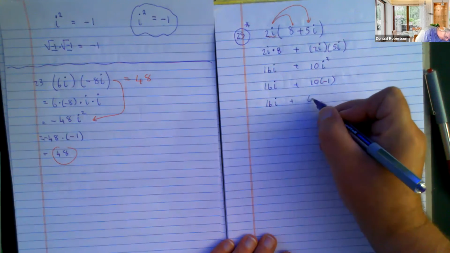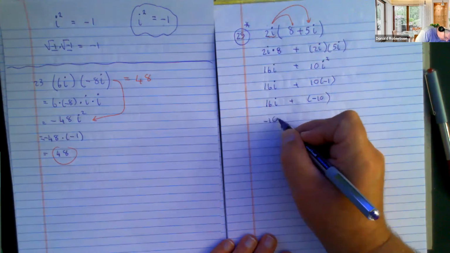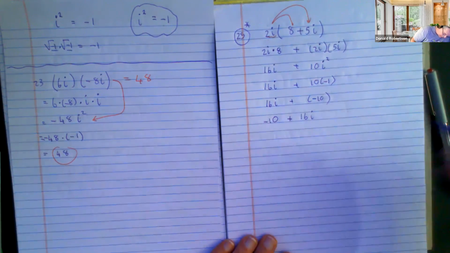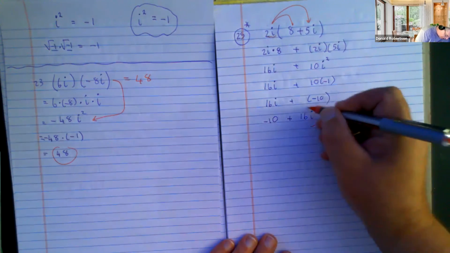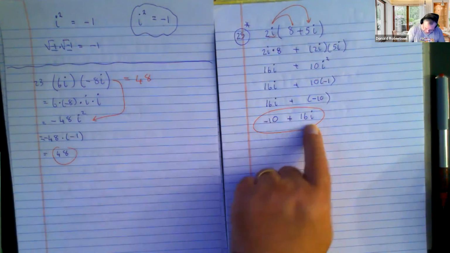Oops, so what you're going to get here is -10. And I would typically write the real number first and the imaginary part second. So there is your answer. That 2i times this ends up being that.